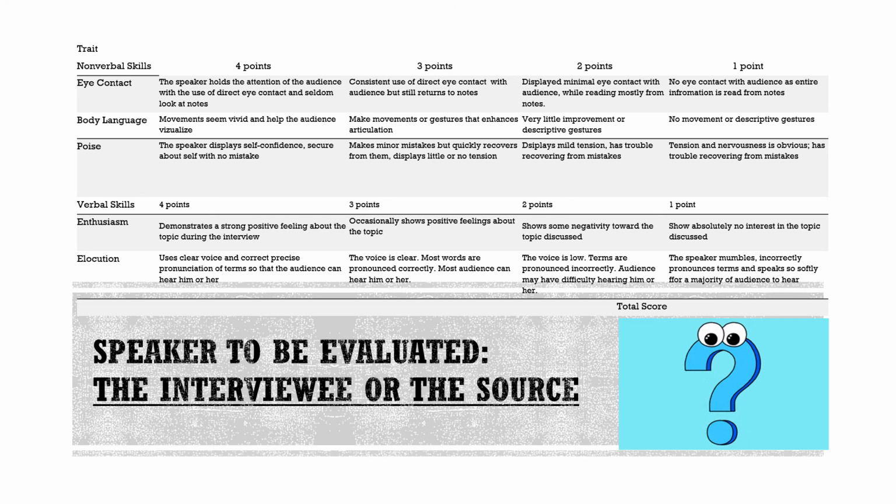For the trait of nonverbal skills, you have to focus on the eye contact, body language, and poise. The highest score is 4, and the lowest score is 1. For the verbal skills, you have to check on the enthusiasm and elocution. Same thing, the highest point is 4, and the lowest point is 1. Remember that the speaker to be evaluated is the interviewee or the source.